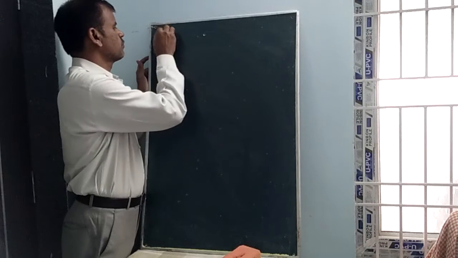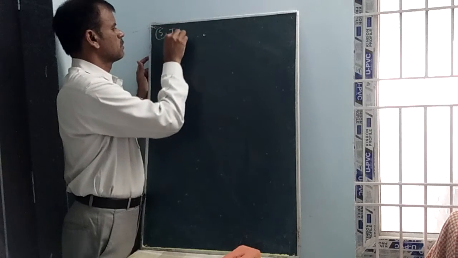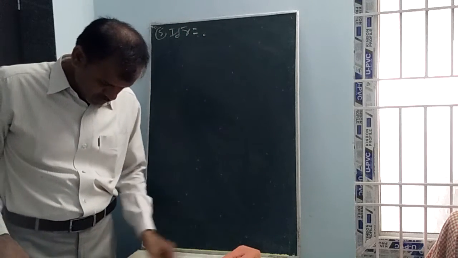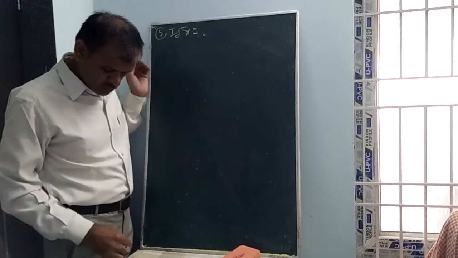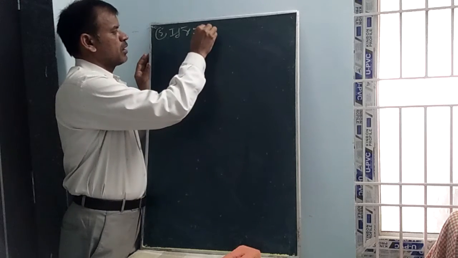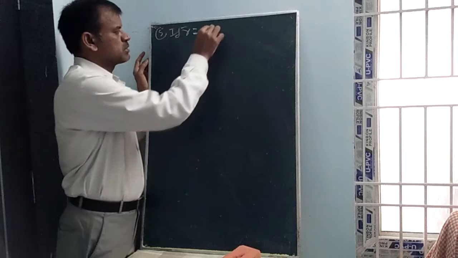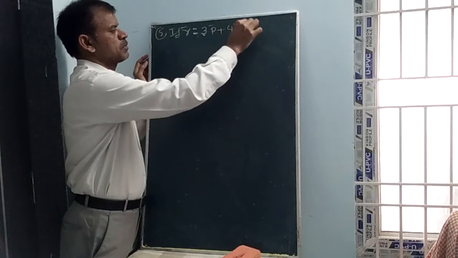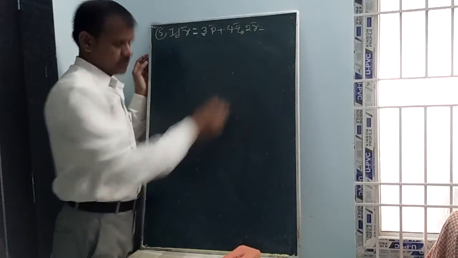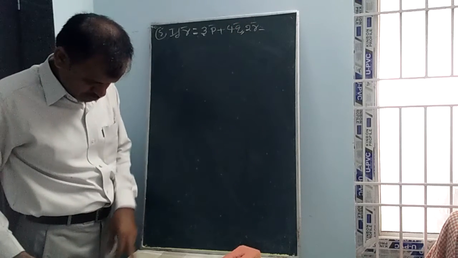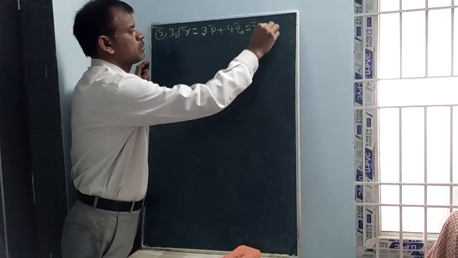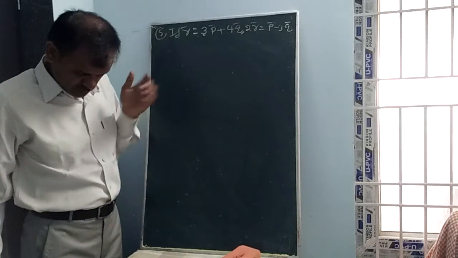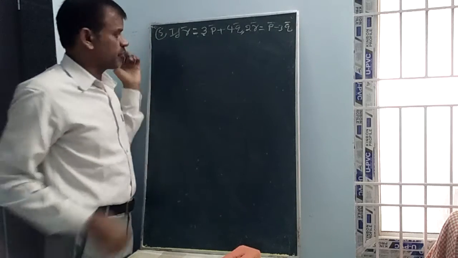Fifth question: if r bar is equal to 3p plus 4q, and 2r bar is equal to p minus 3q. That's all. Then, according to the options, you should verify.